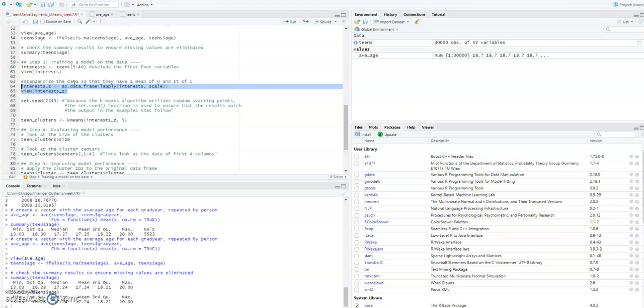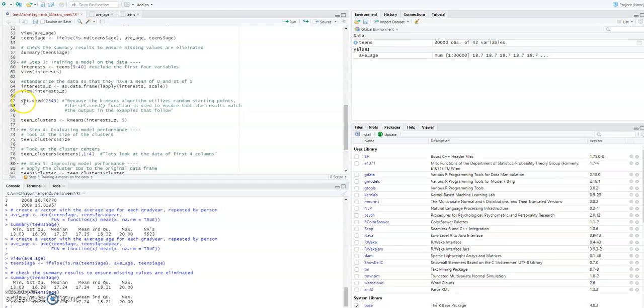So when we are doing data analysis, it is always recommended that we standardize or normalize the data so that the mean value of those data is always 0 and the standard deviation is always 1. That helps us do better analysis, and it brings the data to the same curve range. So that's exactly what we are doing here with this function as.data.frame lapply interest scale. Scale is the command by which we are standardizing the data.